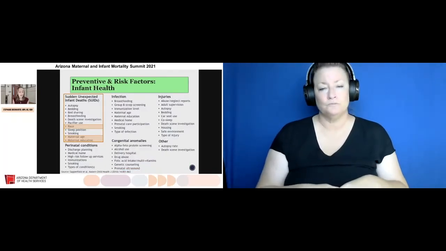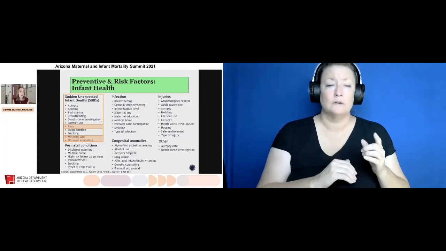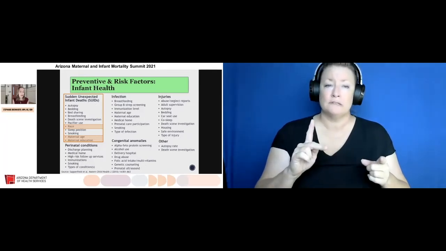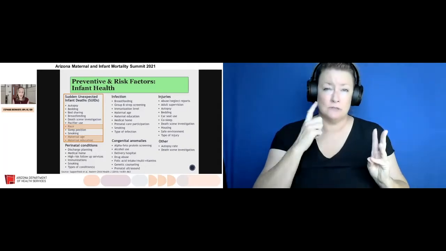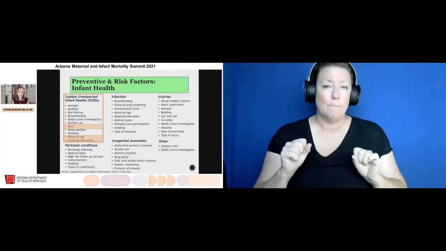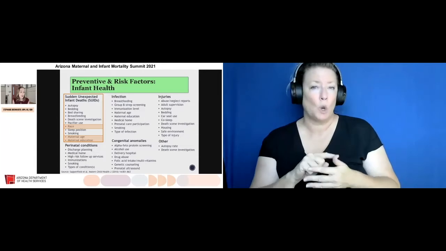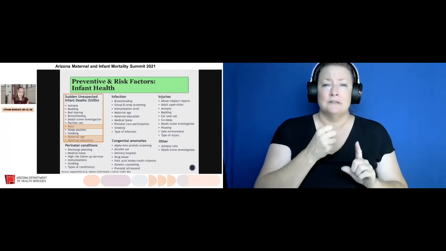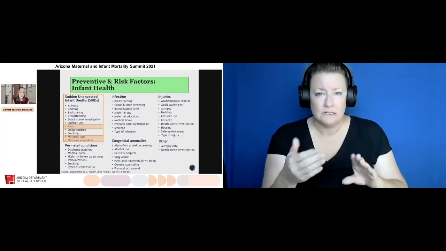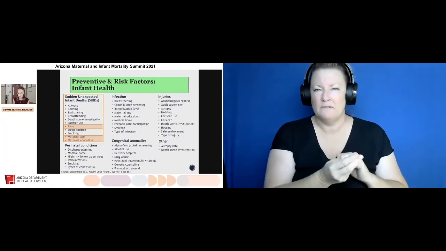So once again, this period of risk has its own prevention and risk factors. All 6 causes of death are listed here and the potential factors that we would look at. The orange box indicates the ones for sudden unexpected infant deaths, and I've highlighted the few that we are able to look at.